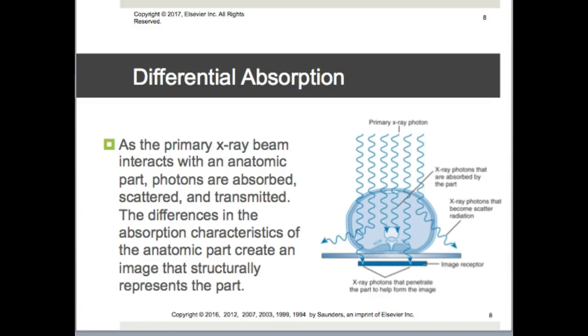So as the primary X-ray beam interacts with the atomic part, photons are absorbed, they're scattered, or they're transmitted. So there's three different things. You can see your primary photon coming through, and you can see here these photons are absorbed. These coming off to the side are scattered, so any photon that changes direction is a scattered photon. The ones that go through the patient and hit the image receptor are considered transmitted. Those are what contribute to our useful beam. So the transmitted and the absorbed give us our actual X-ray.